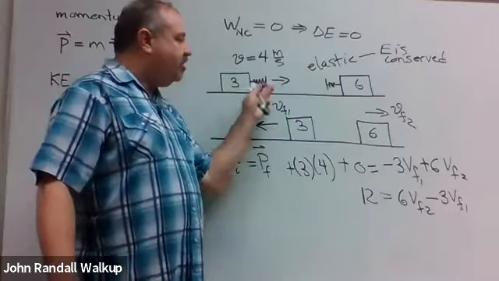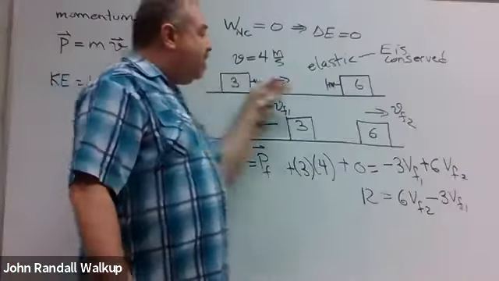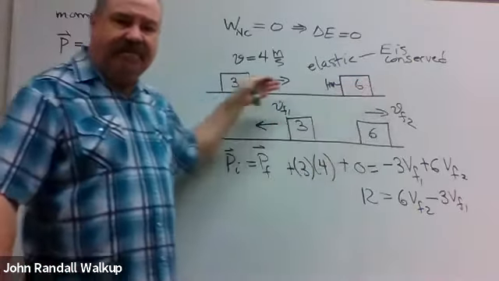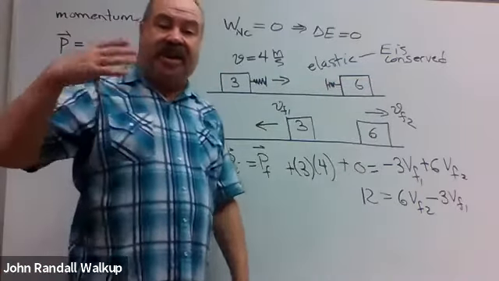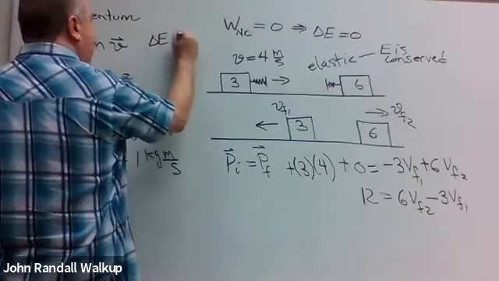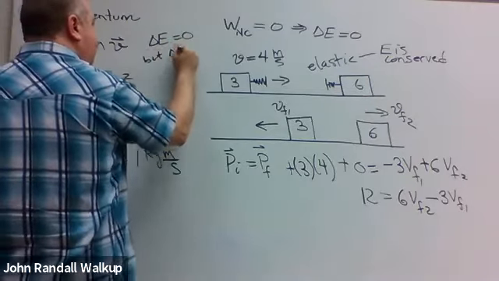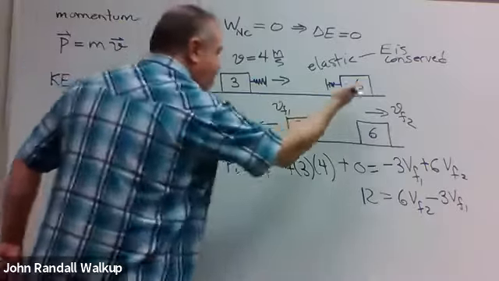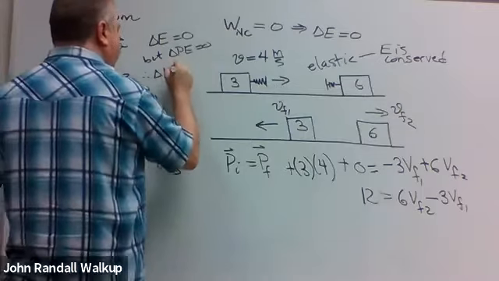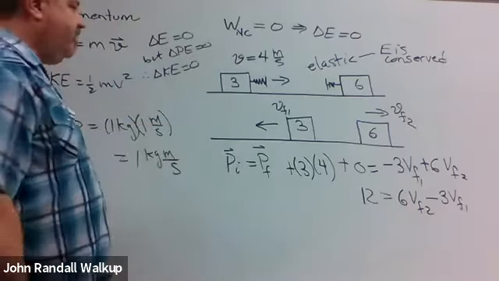I had told you that this is an elastic collision, which means you can conserve energy. The potential energy doesn't change at all because it's all being done on a level plane here, so we can actually just conserve kinetic energy. In other words, delta E is equal to 0 from energy conservation, but delta PE is equal to 0 because it's all taking place on a horizontal plane. Therefore, delta KE is equal to 0 as well. So we just simply conserve the kinetic energy before and kinetic energy after.